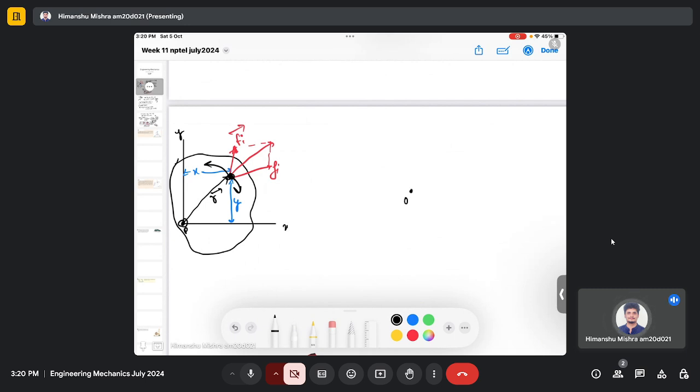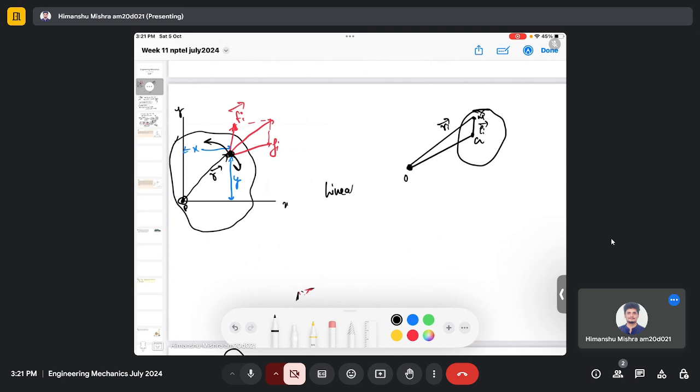Let's say I have a point O here, and this is G, the center of gravity of some body. Let's say this is some point M, and it has the position vector rho. It's a displacement vector r_i from O, right? Then my linear momentum will be given as G_i equals mv.